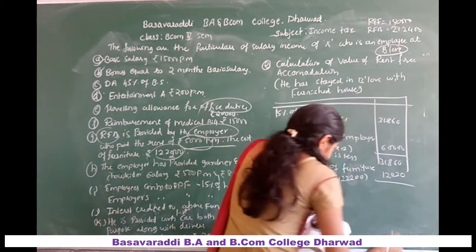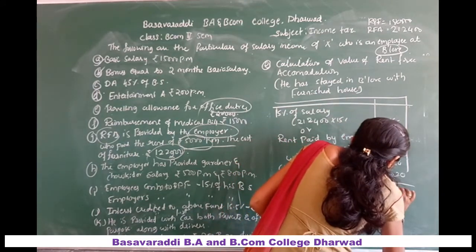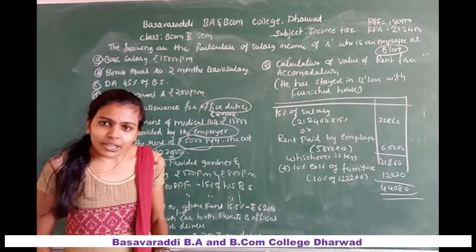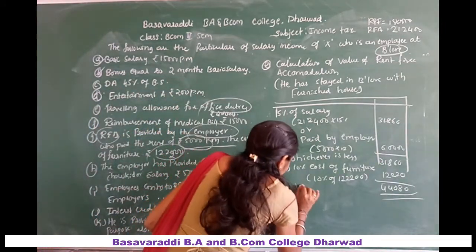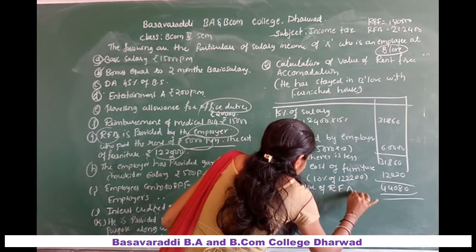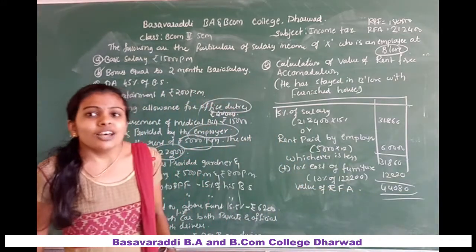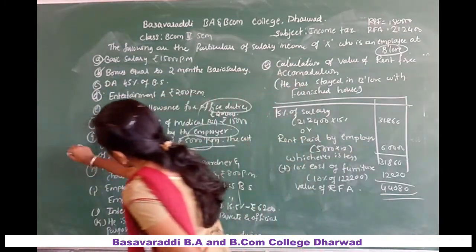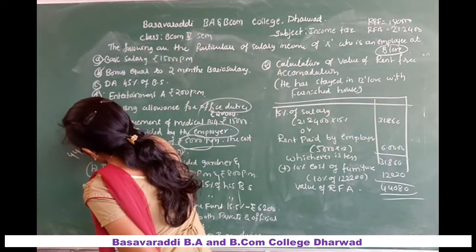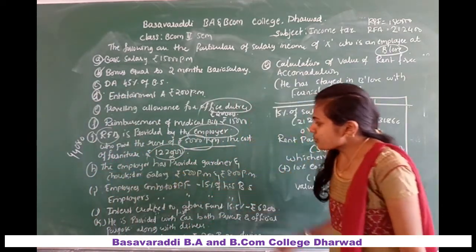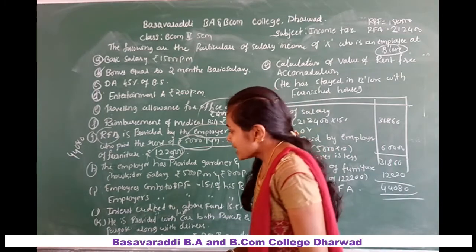Total 44,080 rupees is the value of rent-free accommodation. Value of rent-free accommodation is 44,080 rupees. Value of RFA 44,080. And then next adjustment, the employer has provided the gardeners and chowkidars salary.